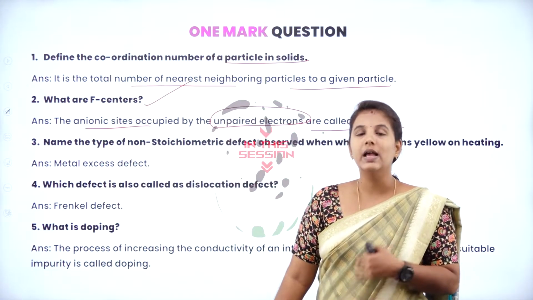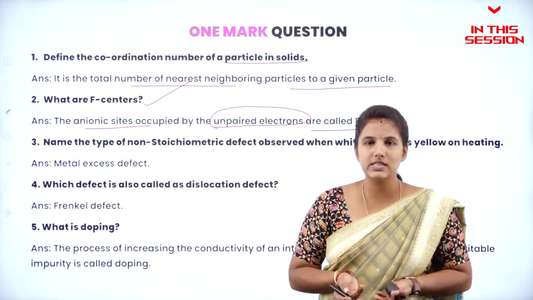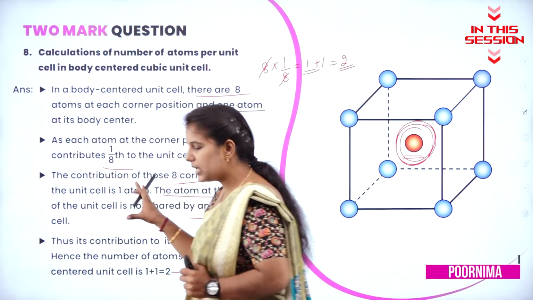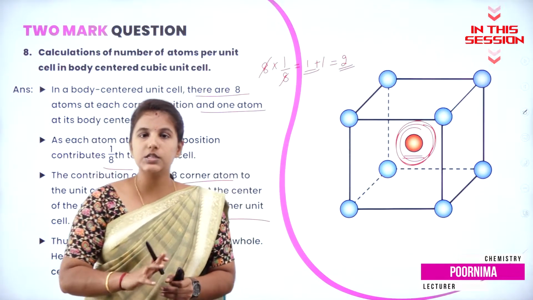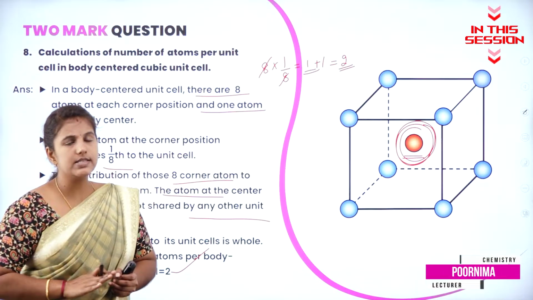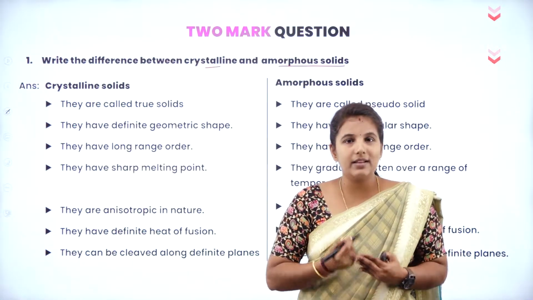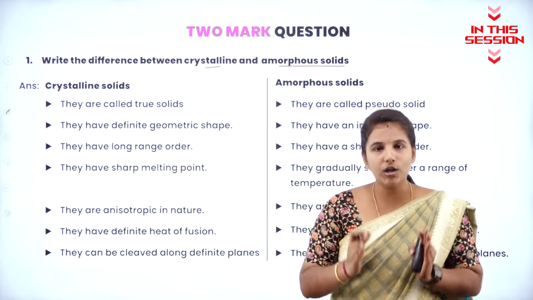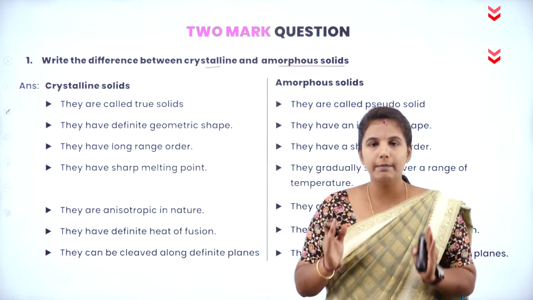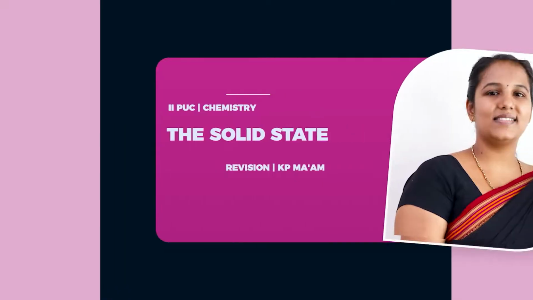Anionic vacancy which is occupied by what? Unpaired electron. It is said to be F center. You need to write the 3 steps to show how the number of particles will be distributed in a simple cube, BCC as well as in a FCC. If they ask you to write the differences between any two solids, remember always put a column and make 2 parts and write crystalline and amorphous.